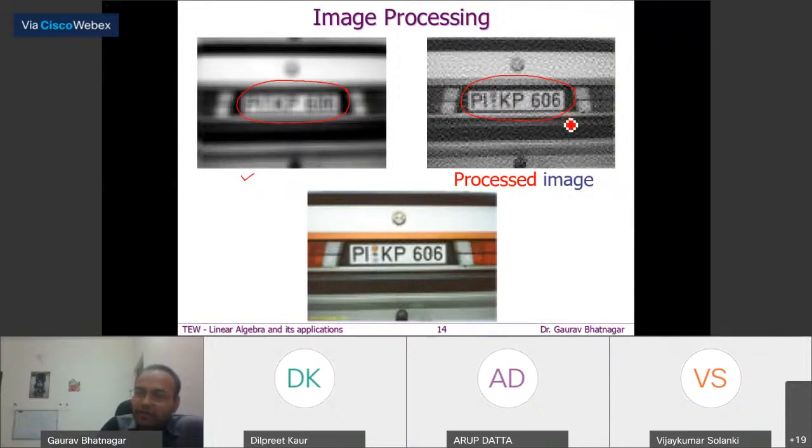And then after doing this unblurring, I am able to identify the number of the vehicle, PIKP606. So now this is going to be the image where no blur is there. Of course, in this case, the scenario is such that the police is not able to take a very nice and clean photograph, so even the mathematical concepts can do the better enhancement of that particular image, so that out of that blurred image I am going to have some meaningful information.